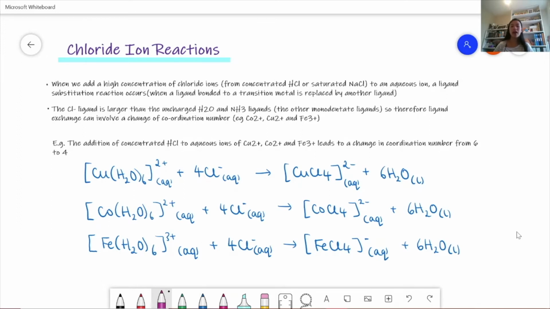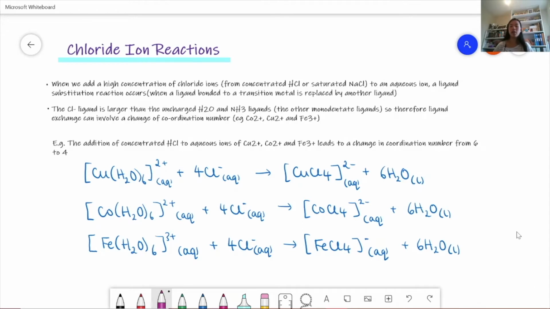And this is again where a ligand replaces another ligand which is already bonded to a transition metal ion. And the Cl- ligand is larger than the uncharged water and ammonia ligands. And so therefore, ligand exchange can involve a change of coordination number. So what actually happens is that the coordination number goes from 6 to 4 when we're substituting waters and ammonias for the chloride ion, because the chloride ions are much bigger, so you can't fit as many around the transition metal ion. And so here we have 3 examples.